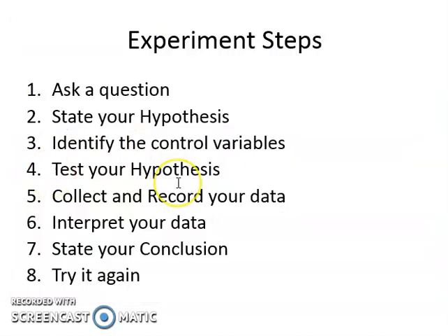Let's make a summary for this lesson. The experiment steps are: asking a question. Next is state your hypothesis. Identify the control variables. Number 4, test your hypothesis. Number 5, collect and record your data. And then next is interpret your data. Number 7 is state your conclusion. And number 8, try it again. Do all scientists try all their experiments again? Yes, they try and try it again so that they will get a sure and exact answer to this question.